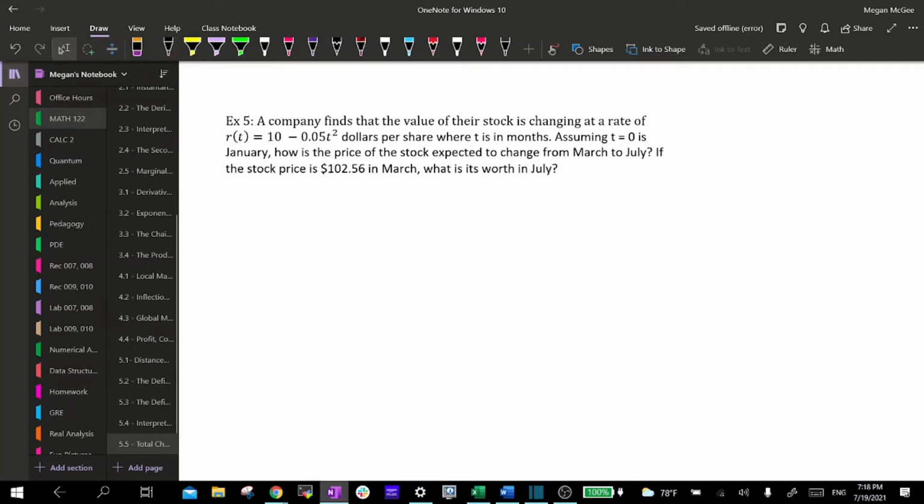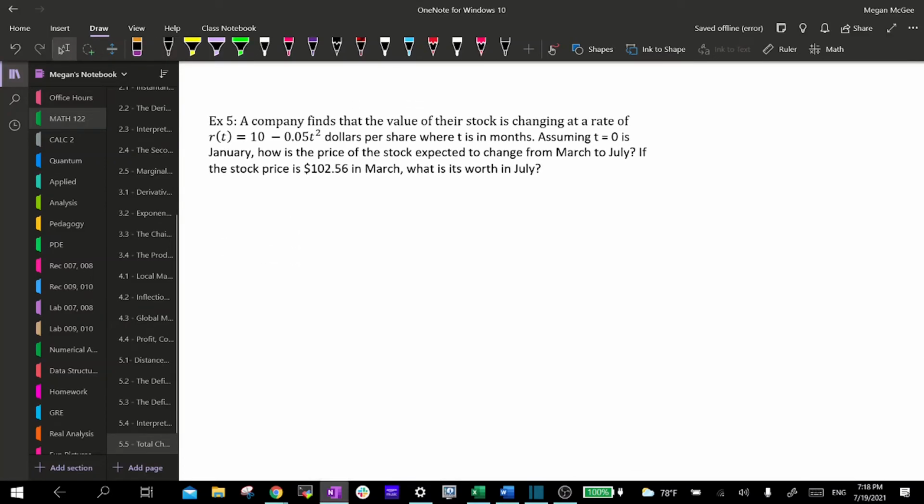Okay, and our last example for today is example number 5. So a company finds that the value of their stock is changing at this given rate. Okay, and t is in months. So assuming t equals 0 is January, how is the price of the stock expected to change from March to July? All right, so that's the first part of the problem. So let's go ahead and work on that.